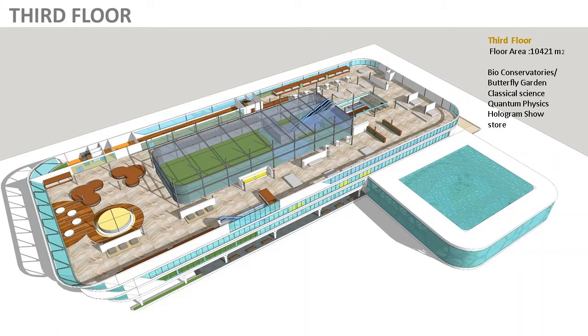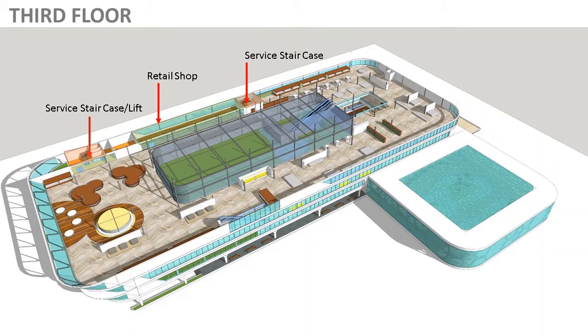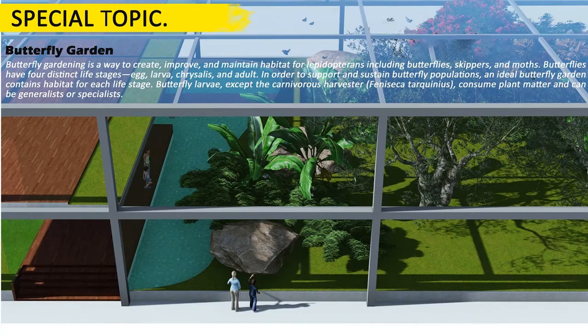Third floor. At the right side we have the activities happening in the third floor listed. The highlighted violet area is the exhibition hall. The green highlighted area shows the position of retail shop, and the red highlighted area shows the position of the service staircase and lift. The green highlighted area also shows the position of the butterfly garden. The butterfly garden is the special topic that I have selected.